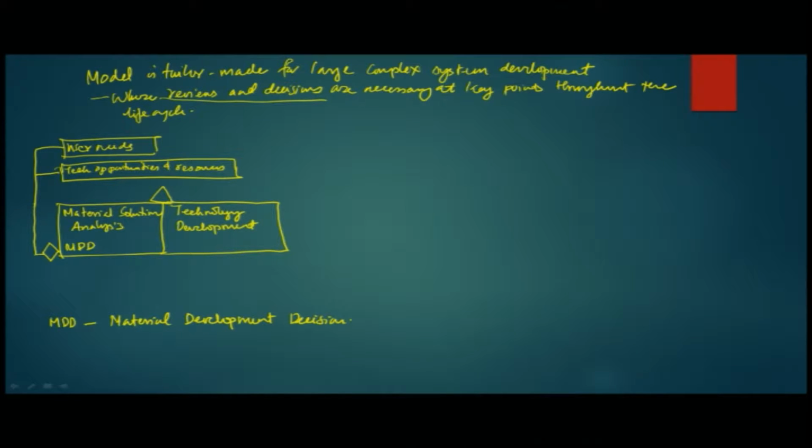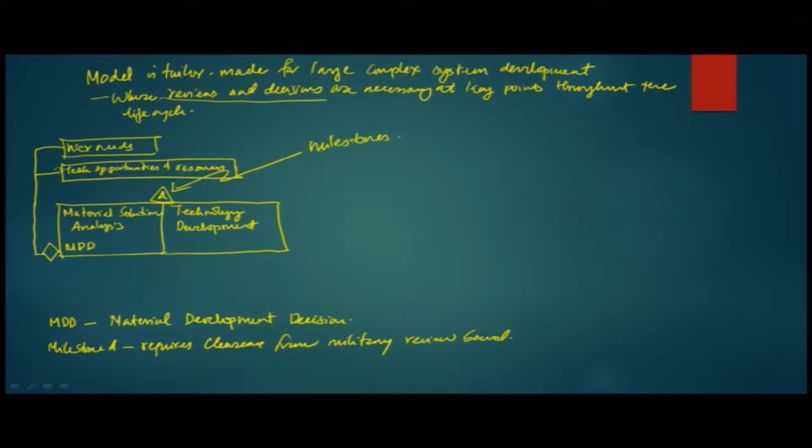And here there is a milestone. These are called milestones. For example, milestone A requires clearance from, and this is an example, a military review board. Here you are saying that we developed the material, the material solution analysis has been done, here is a user need, here is a technology opportunity, and we worked on the material development, we have the material now, and now we want to develop the technology. So this is where milestone A does a review, and if it agrees that this seems like a plan, then it goes ahead and the technology development phase starts. These two things put together are what we call pre-systems acquisition.